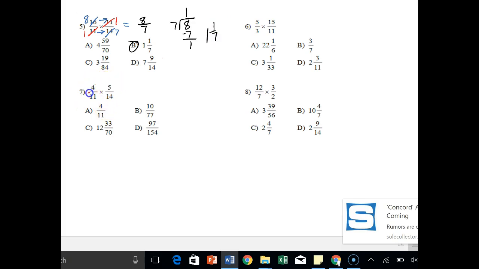Well, 4 and 14 can both be divided by 2. So 4 divided by 2 is 2, 14 divided by 2 is 7. Multiply straight across. I get my answer of 10 over 77, and that is totally simplified. B is my answer. Again, I would pause the video right now if I were you and try and make sure you do all the evens, show the work just like I've shown.